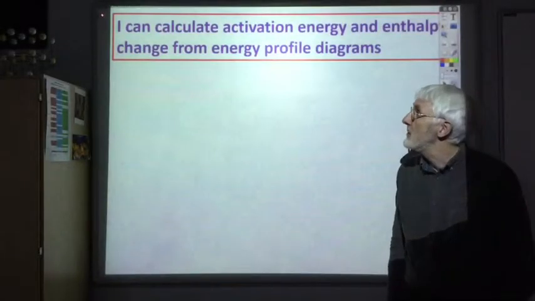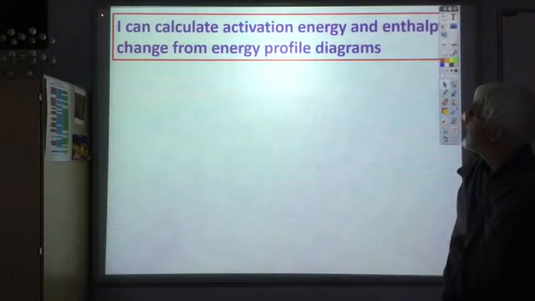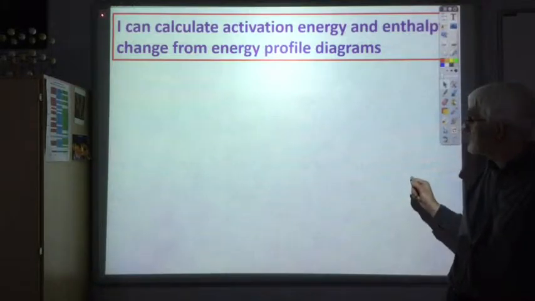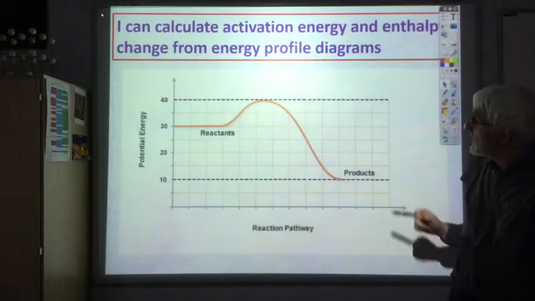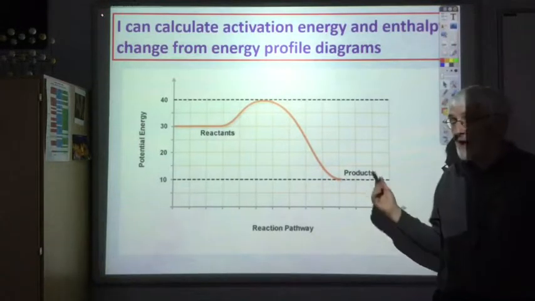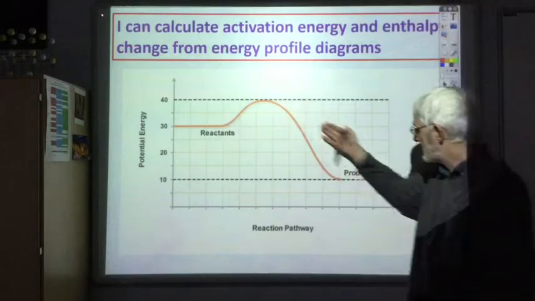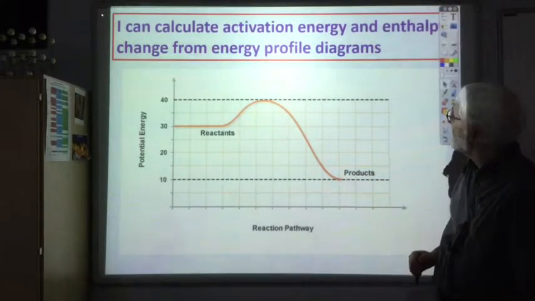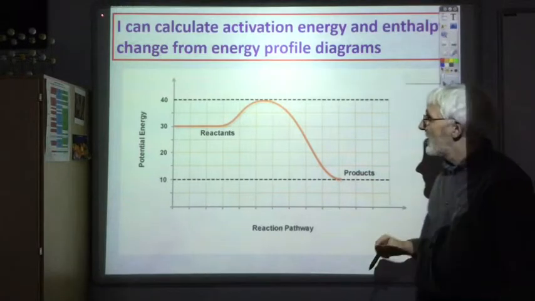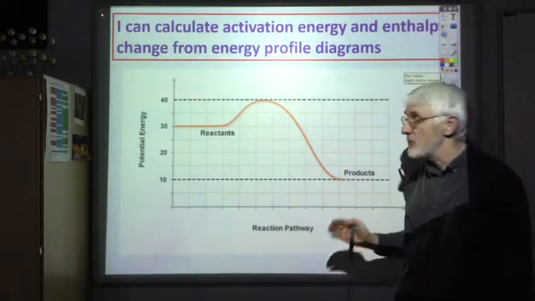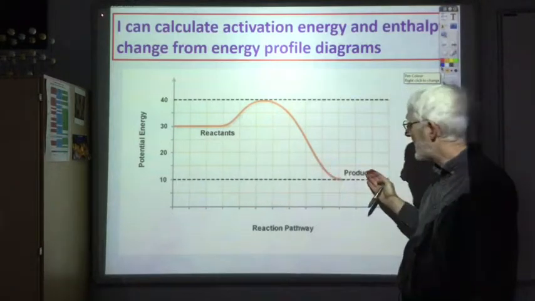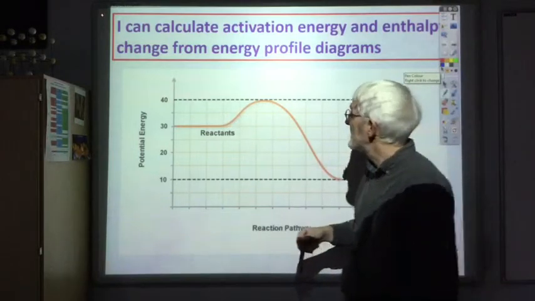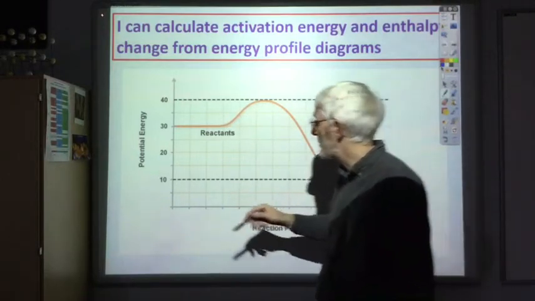The first learning outcome is that you should be able to calculate activation energy and enthalpy change from energy profile diagrams. So here's a potential energy diagram showing the energy change as you go from reactants to the products. So the activation energy, and here we're talking about the forward reaction, which is going from left to right in the diagram. So going from, in this case, the reactants to the products. So we're talking about the activation energy for the forward reaction.